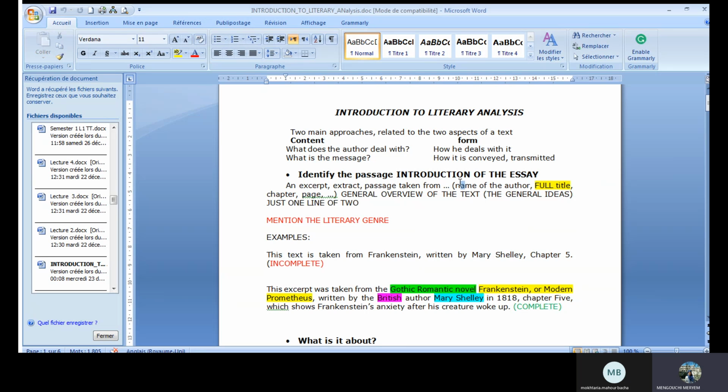Okay? So provide the name of the author, the full title of the novel, and the other additional information that was provided to you with the text. That is the chapter, the page number, the volume, and so on. If in case this information is not provided to you with the text, do not try to find it. In the exam, you are only required to provide the title of the text and the name of the author. We are not going to provide you the title of the text and the name of the author, but it's going to be a text taken from a literary work that was dealt with in class.